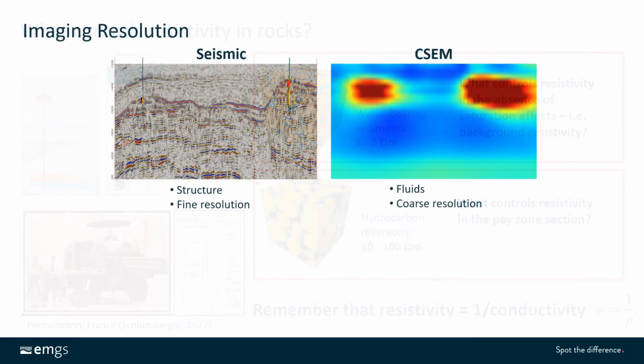Before going into the main lecture, let's look into the similarities or differences between seismic and CSEM, especially in terms of imaging resolution. Seismic works on the physical property of acoustic impedance, whereas CSEM, controlled source electromagnetic, works on the physical property of resistivity contrast. So if there is a resistivity contrast, then you would be able to get a response.